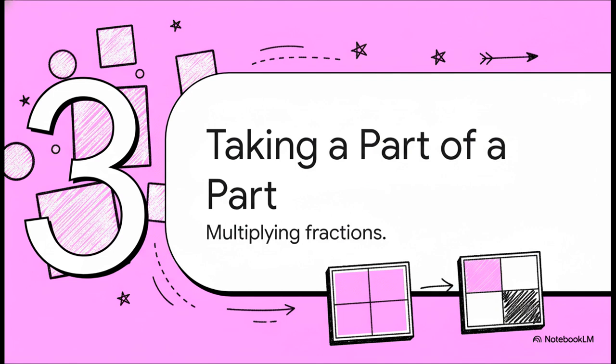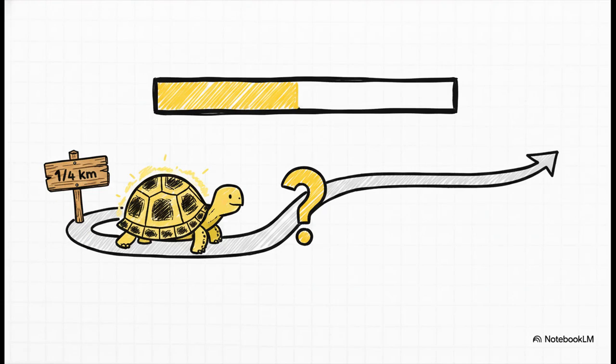So what happens when you need to take a part of another part? This is the core idea we need to understand when we multiply 2 fractions together. Let's check it out. Let's imagine this. We've got this tortoise, and he's not exactly a speed demon. In 1 full hour, he only manages to travel 1/4 of a kilometer. So what happens if he only walks for half an hour? How far does he get then?